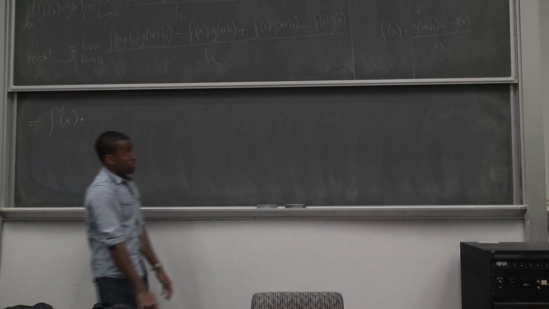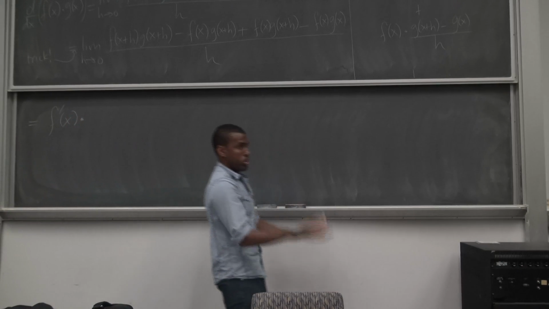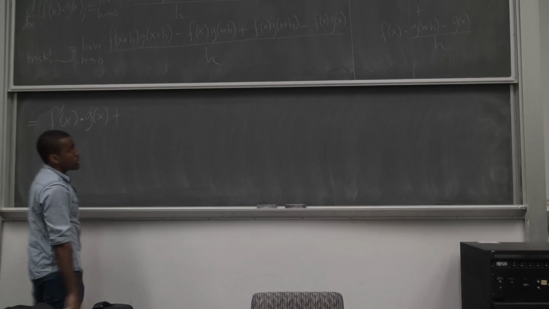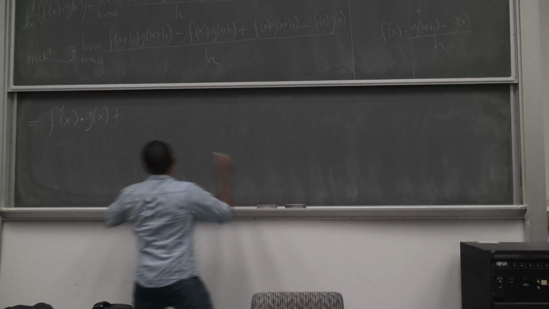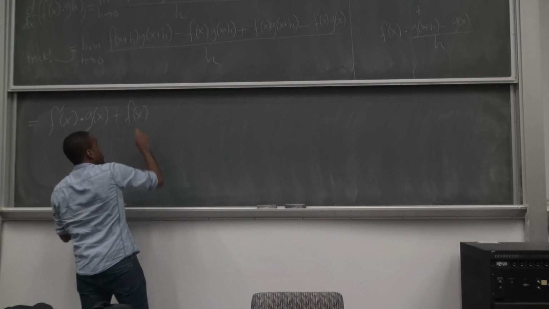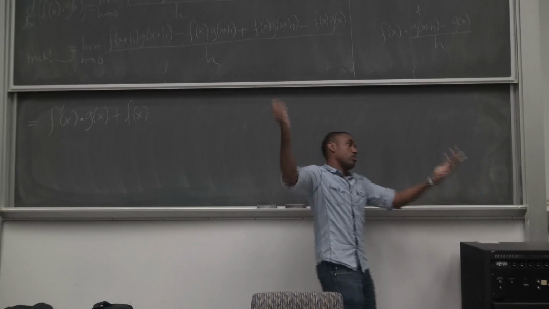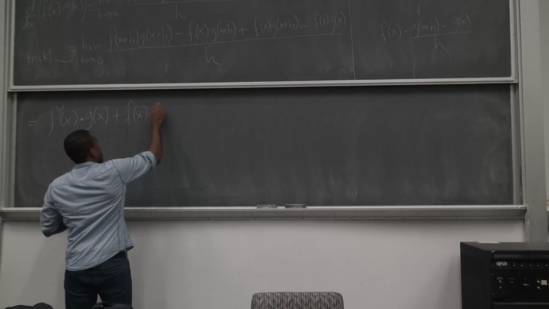Times, what's the limit of g of x plus h as h approaches 0? You just get g of x. Plus, f of x doesn't change as h goes to 0. And then what's the limit as h goes to 0 of g of x plus h minus g of x over h? That is g prime.